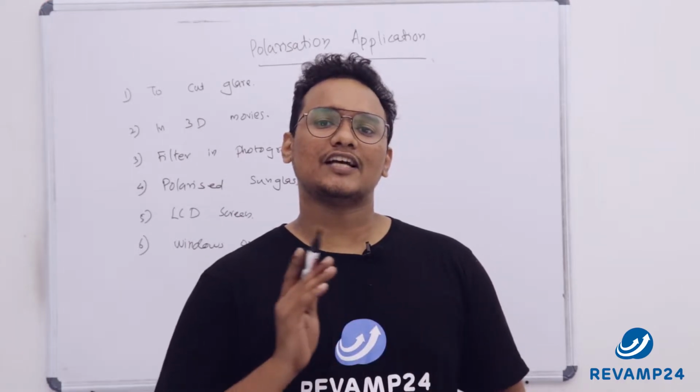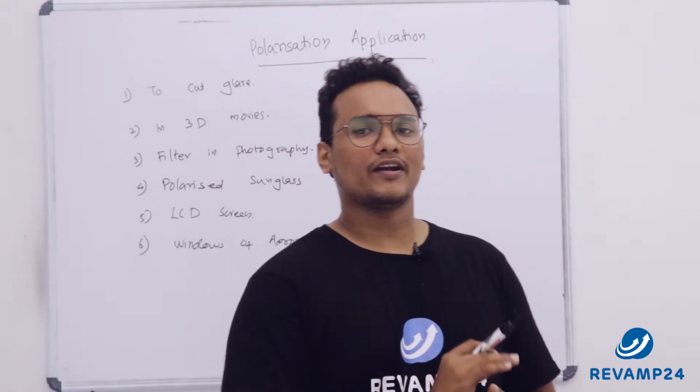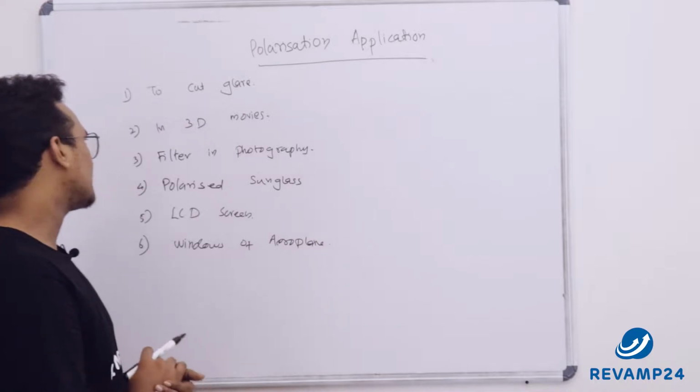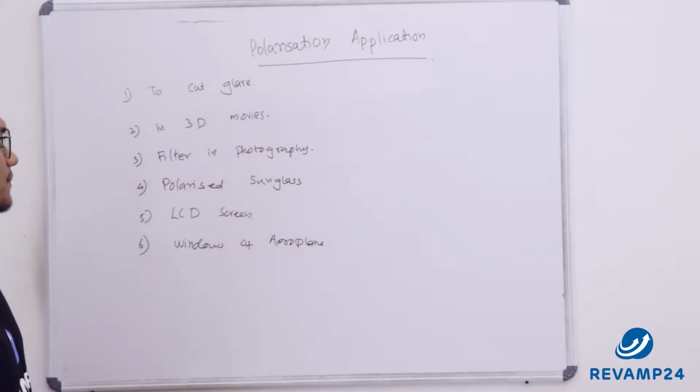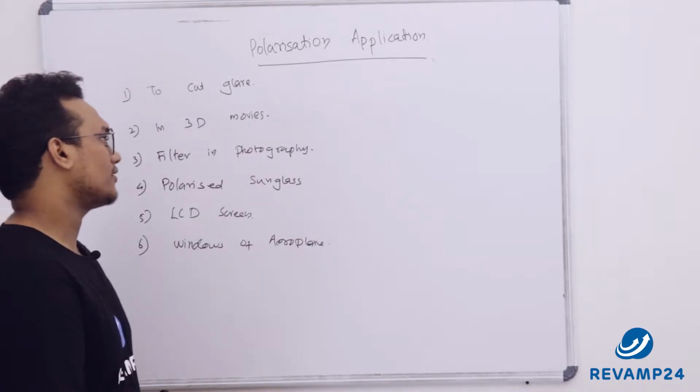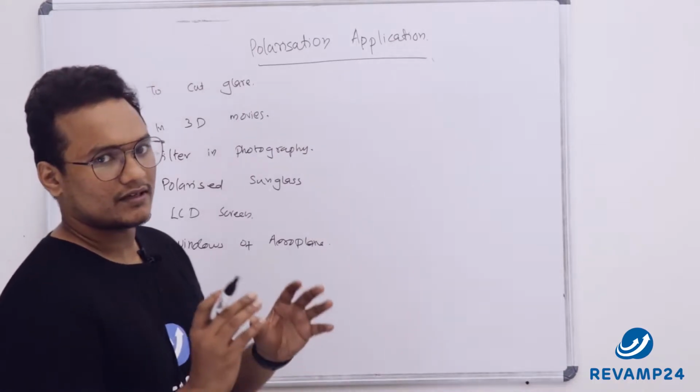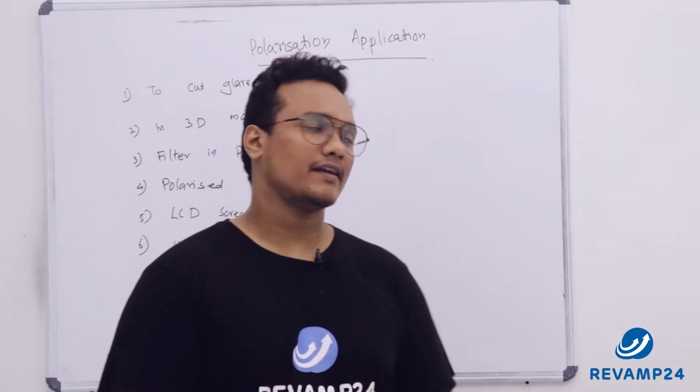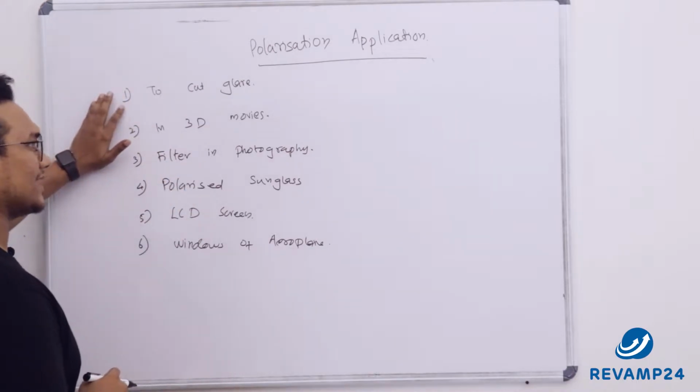In this video, I will explain the applications of polarization. These are very simple. All these points are focusing on a certain area where we are reducing the intensity of light. So first thing we will see, to cut the glare.